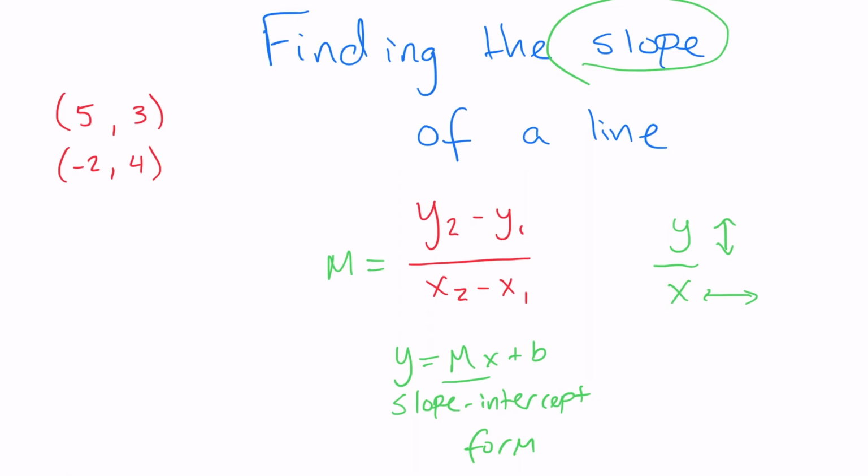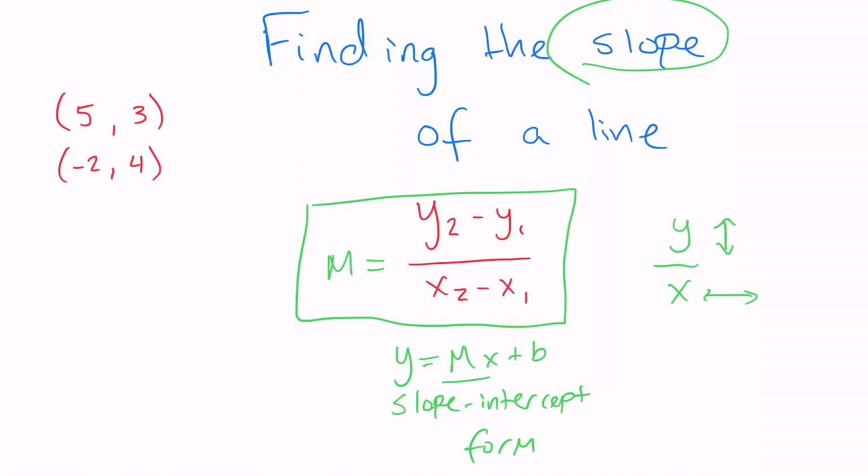So recall a slope or m value is written typically as a fraction, where the y value, our numerator, moves up and down, and our denominator is our direction of moving left and right. So let's assume we have these 2 points, 5, 3, and negative 2, 4, and we want to find the slope. I will be using the equation m equals y2 minus y1 over x2 minus x1.